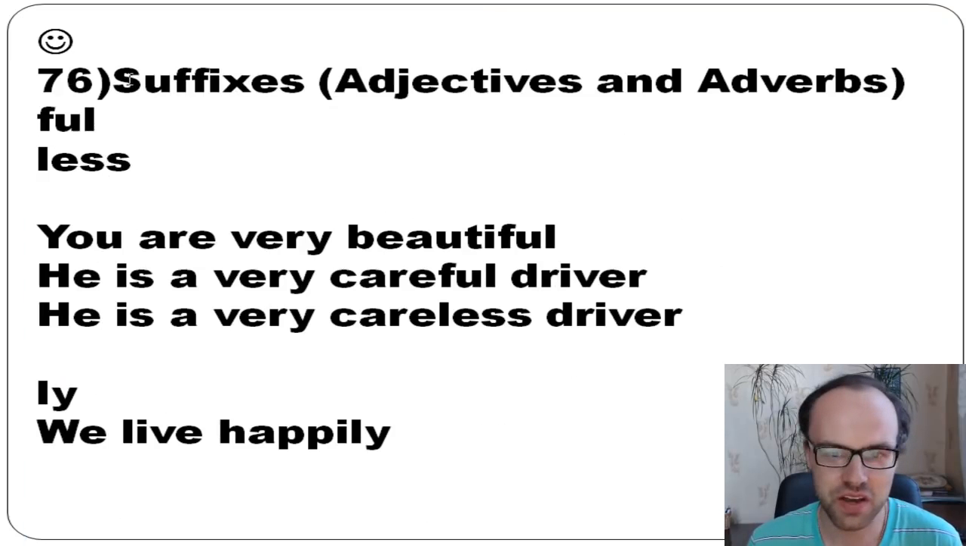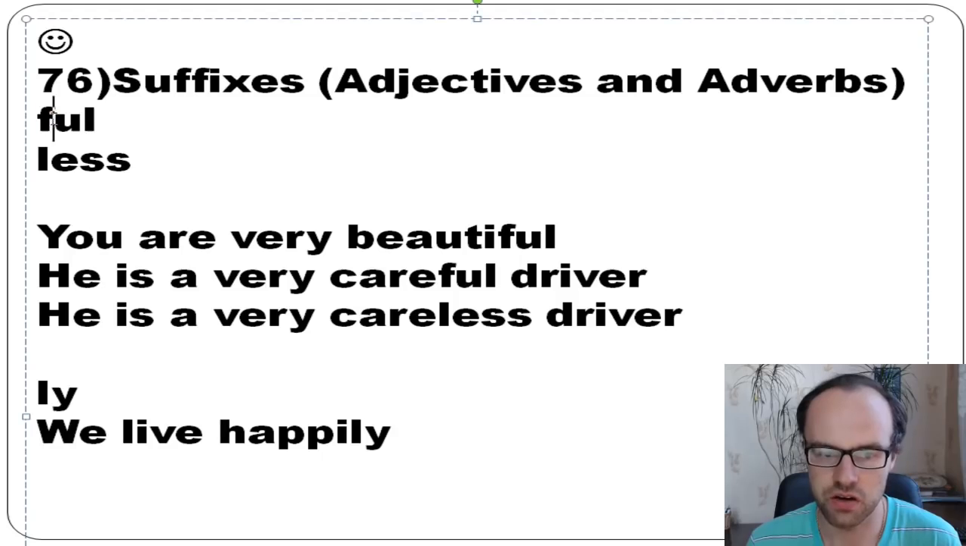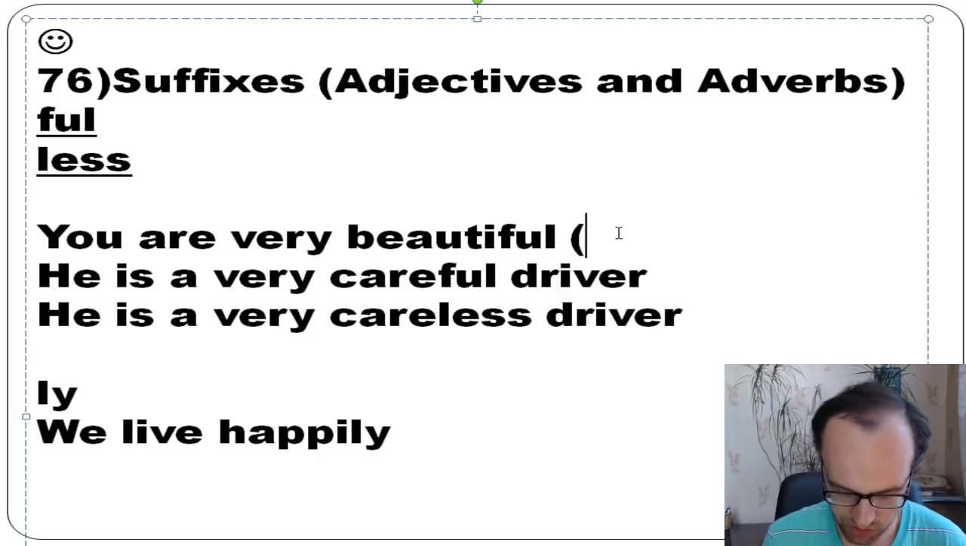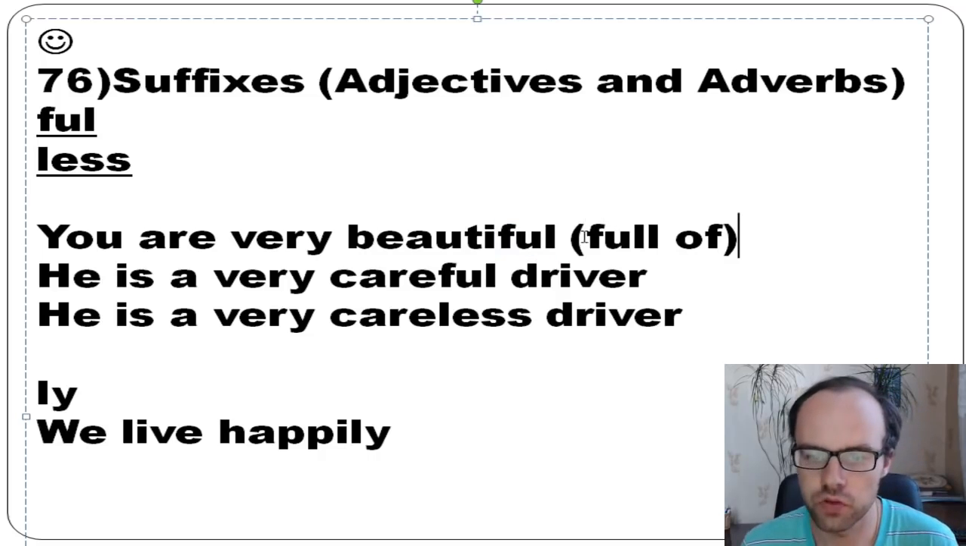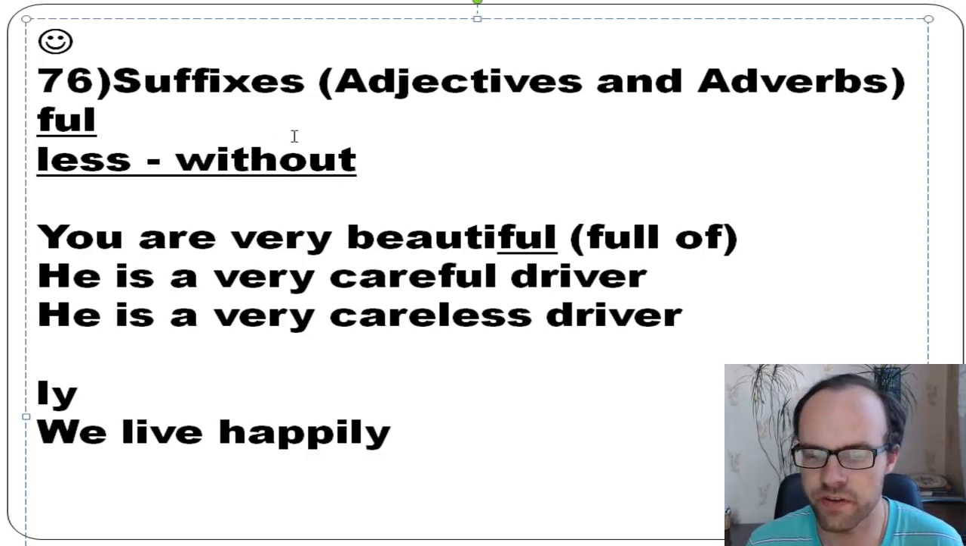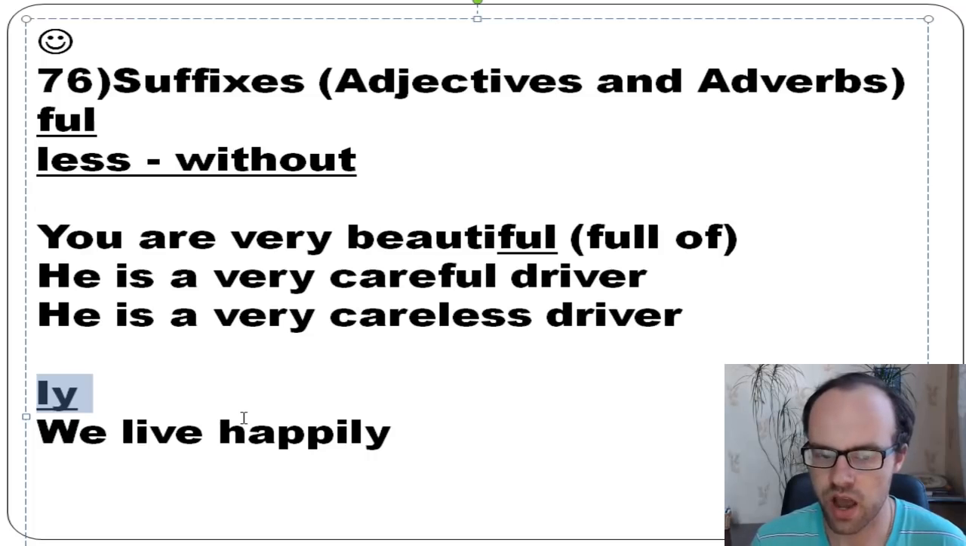Okay, well, so suffixes for adjectives and adverbs. Full and less. These are very common suffixes for adjectives. You are very beautiful. So full means full of. It means full of beauty. Good. So careful. He's a very careful driver, so full of care. And less means without. So I hope you know it. So he's a very careless driver. So he drives very carelessly, without care. -ly, you know that many adverbs have this suffix.